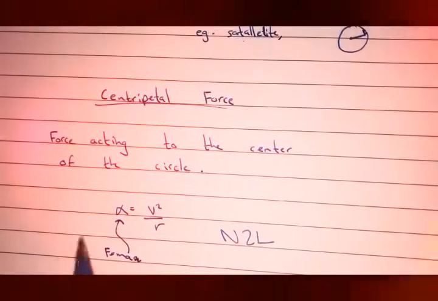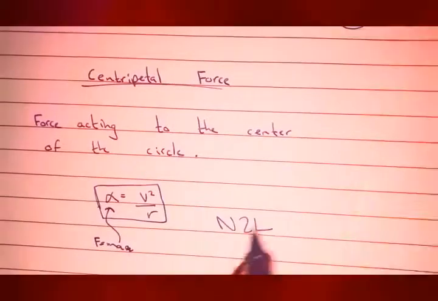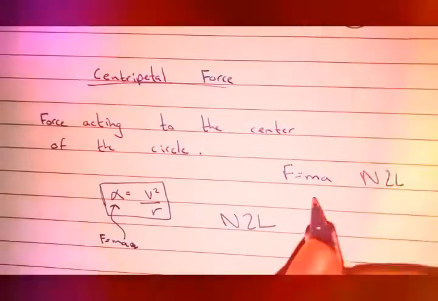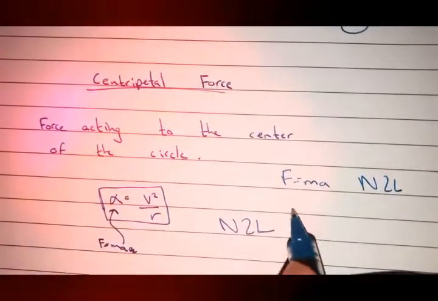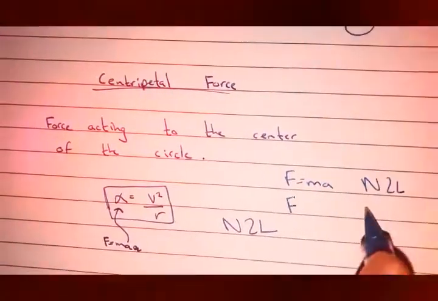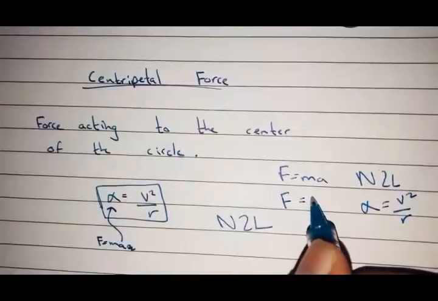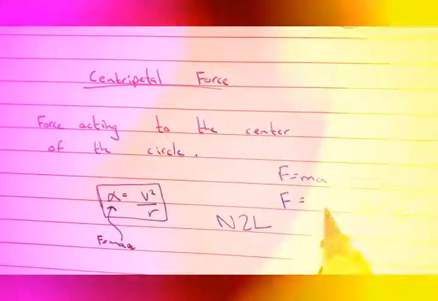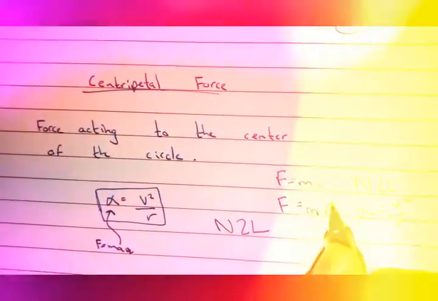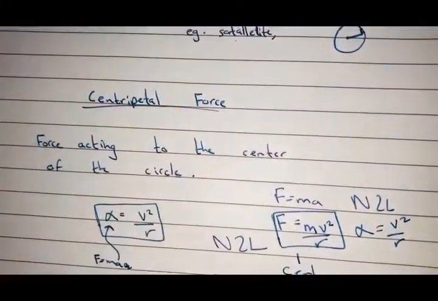And we have derived this equation for angular acceleration. This is derived from force equals ma, which is Newton's second law, and we can use it to find the centripetal force. So we know that acceleration equals velocity squared over r, and force is mass times acceleration. So we have mass, and the acceleration is equal to velocity squared over r. This is the way we can find centripetal force.